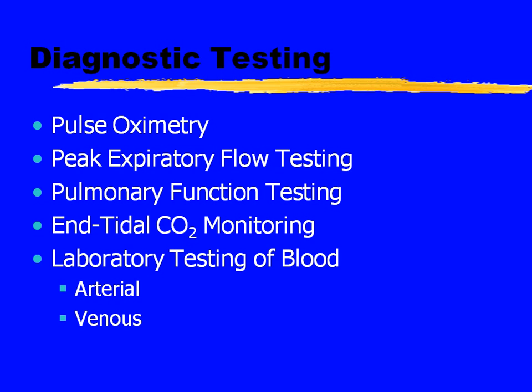The other one here is obviously blood gases, arterial and venous. Usually the ones we look at the most are arterial. Sometimes they'll look at venous, but when we talk about arterial gases, we're talking about things like the PaCO2 or the PaO2 and so forth.